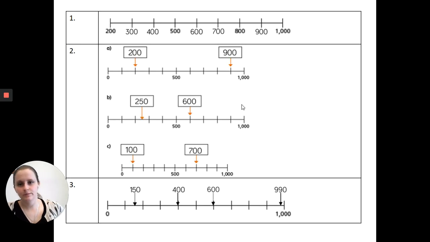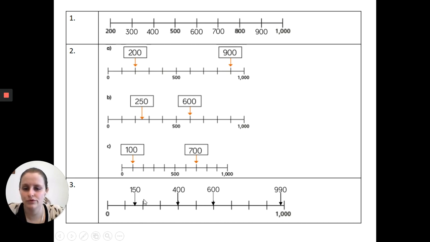So, number 1, your answers are 300, 400, 600, 700, 900. And number 2, you can see the numbers in the boxes there, so check if you've got those right. So we can see we've got 500 there, we've got 1, 2, 3, 4, 500. So each of these is going up in hundreds. Again, this is going up in hundreds, and this is going up in hundreds. So these increments are quite straightforward, nice easy ones to work out.